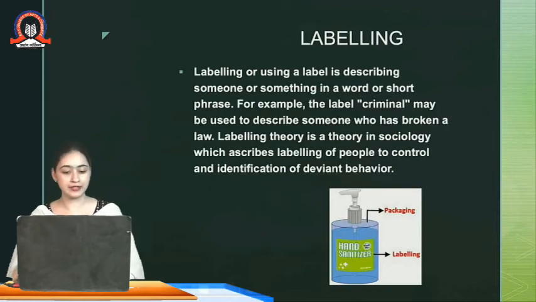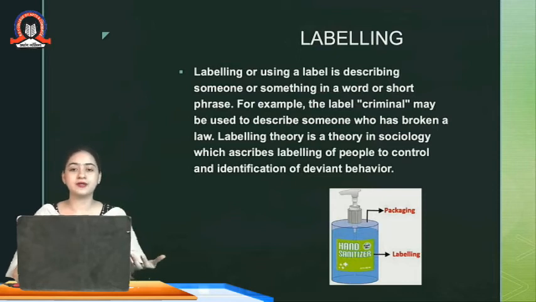Then we have labeling. Labeling, or using a label, is describing what the product holds, what the product contents are. In consumables, the products which we eat, we try to check the back side of the package where the contents of the product are given. If we take an example of a chips packet, then the back side of it shows that spices, potato, salt, oil, etc. are used. So labeling helps us in that. Packaging and labeling go hand in hand.